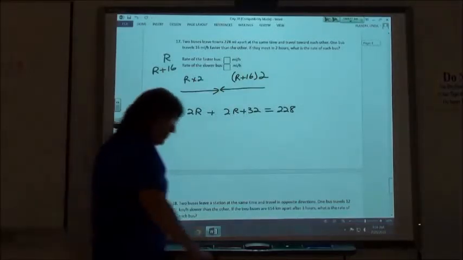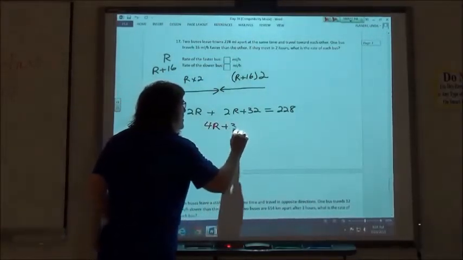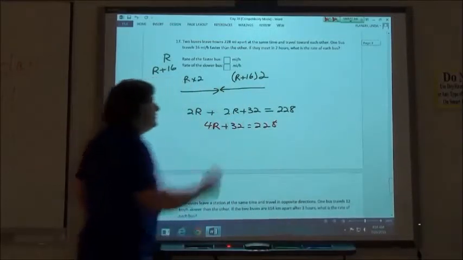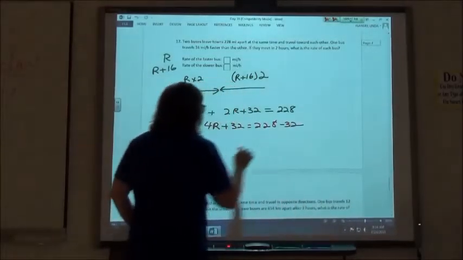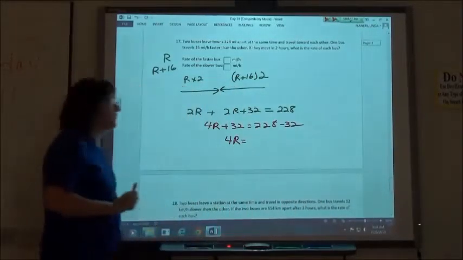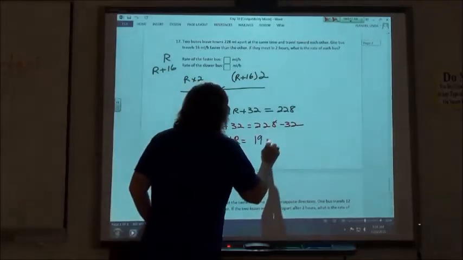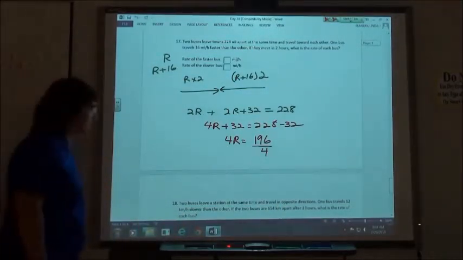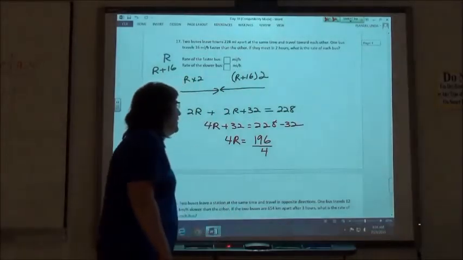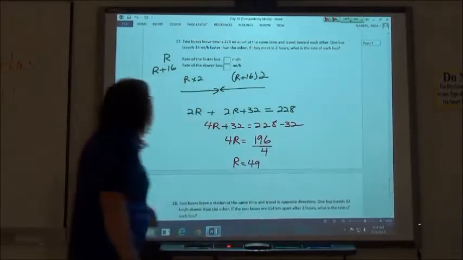Now I have an equation that should be fairly easy for you guys to solve. So 4r plus 32 equals 228. If I subtract my 32, 4r is going to equal, make Gavin do all the work today, 196. And if I divide that by 4, what was that? 49. I was looking up there and I even forgot it was 49, wasn't it?